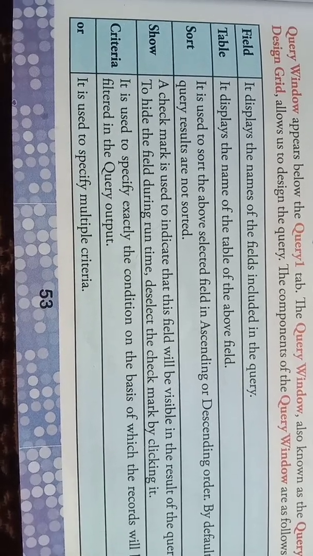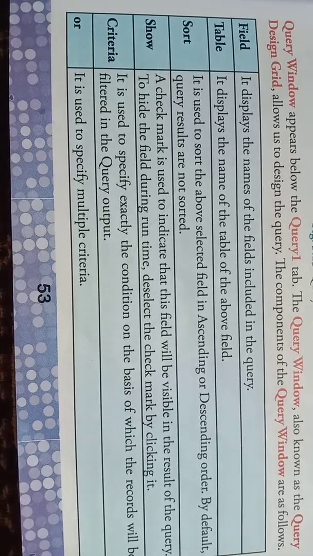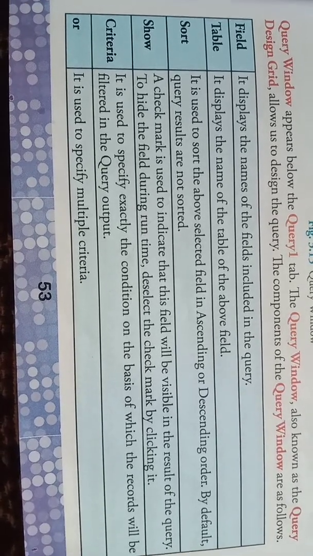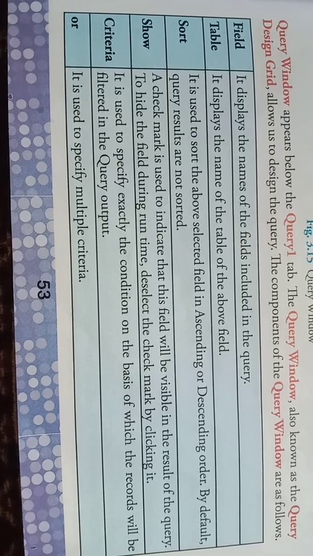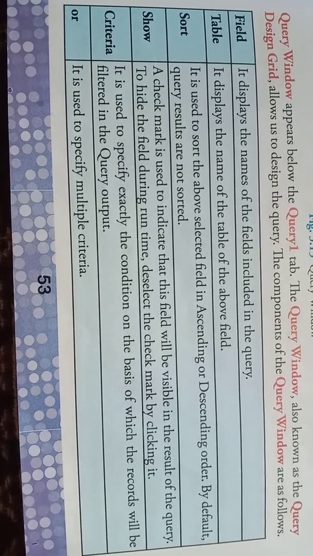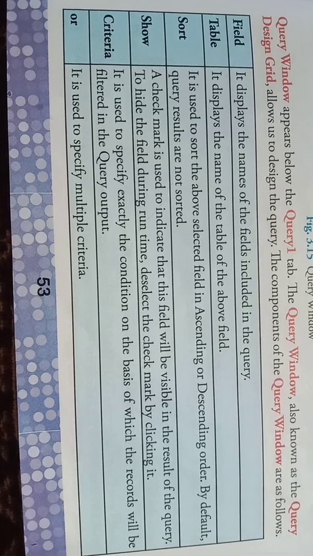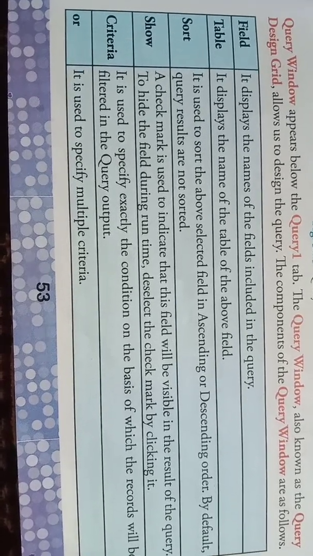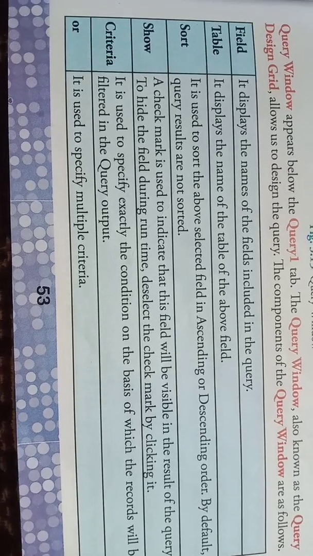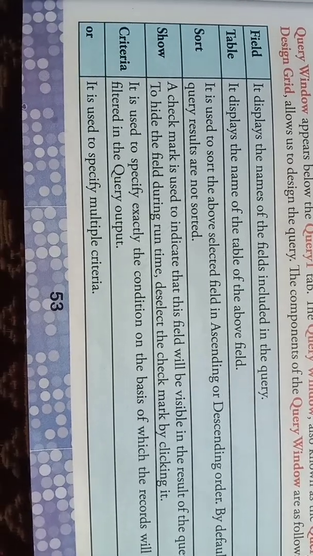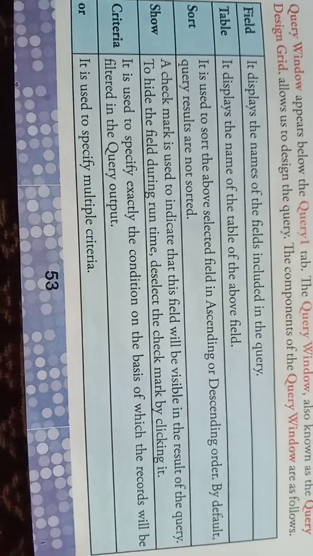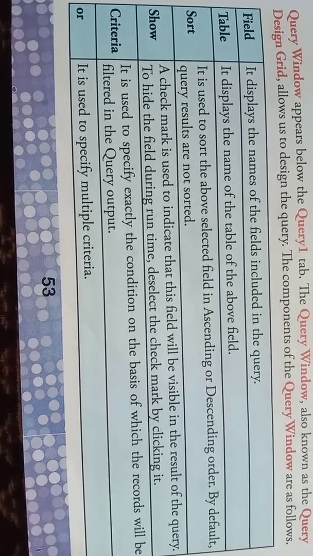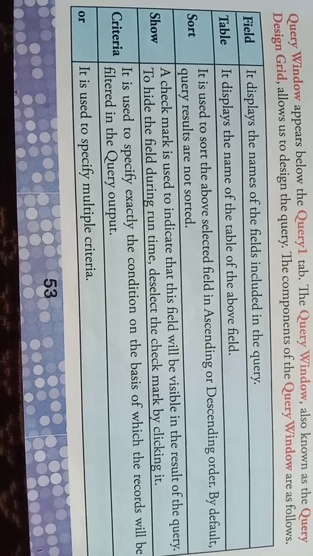Show. The check mark: all of you have seen, whenever you fill a form through the net, there are so many boxes. Whenever you click on that square type of box, automatically a check mark appears. In the same manner, Show: the check mark is used to indicate that the field will be visible in the result of the query. To hide the field during runtime, deselect the check mark by clicking it.